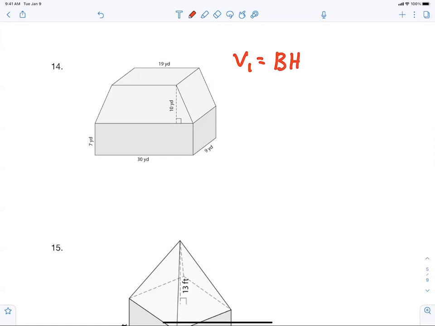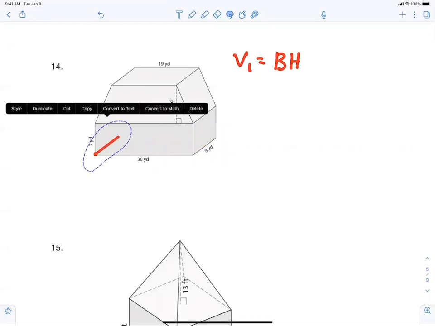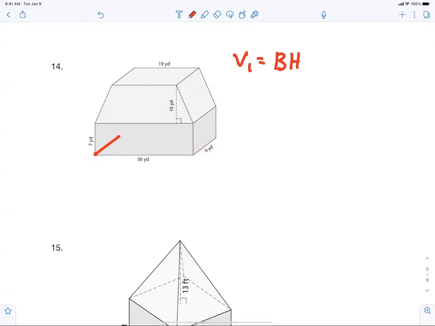Now, you're supposed to look and you're supposed to see this right here. That's not a very good drawing, but let's do a better job. So here we go. That right there is going to be our base. All right, so that shape right there is the area of the base.